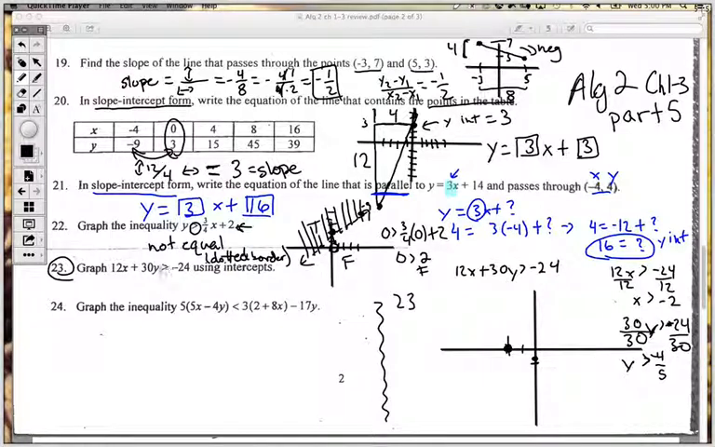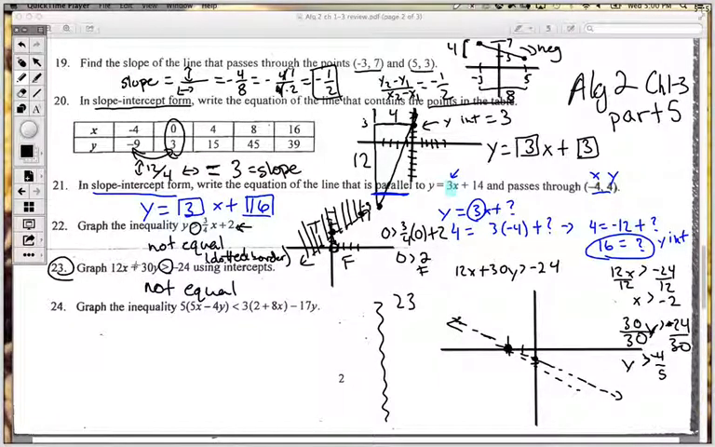Now, because we have a dotted line, or not equal, this is not equal for our borderline, so I'm going to draw a dotted line here. Close enough, that'll work. And then we need to think about, is it going to be true or false on which side? Which side do we shade?